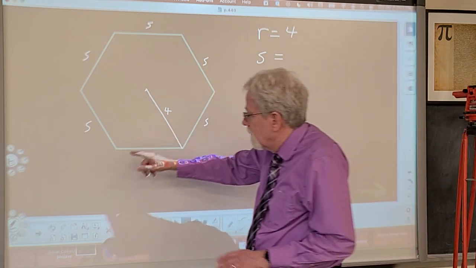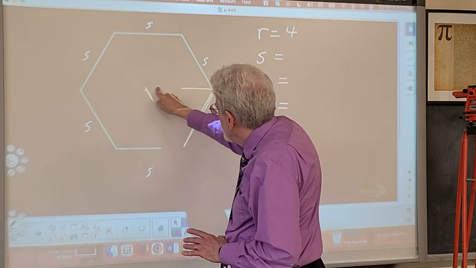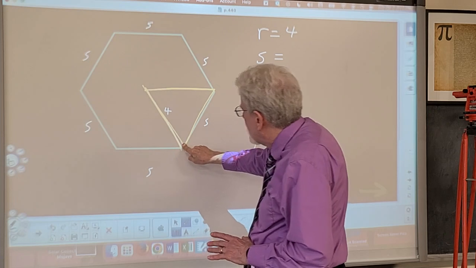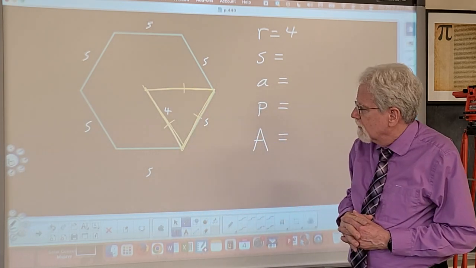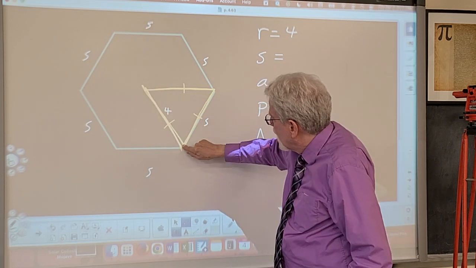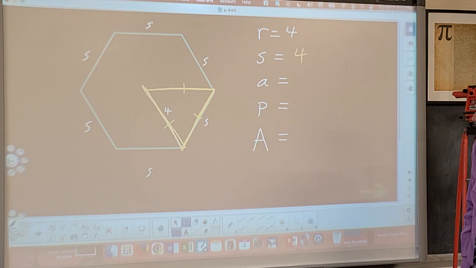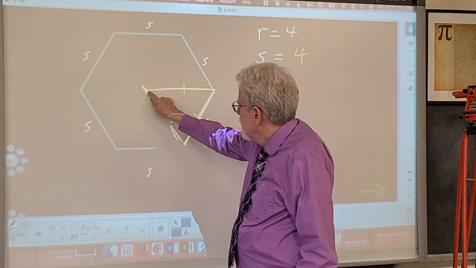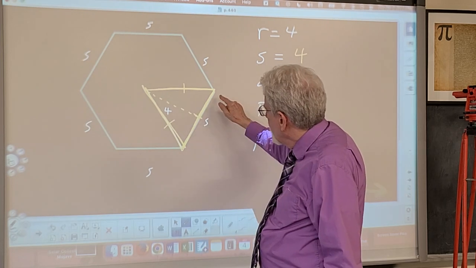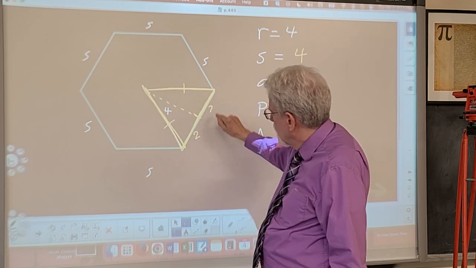Well, remember, this is so cool. I love hexagons. When you put in 2 consecutive radii of a hexagon, you always get an equilateral triangle. Which means if this is 4, then this has to be 4 also. Nice. Then what in the world is the apothem? Well, if that's 4, this piece must be 2.